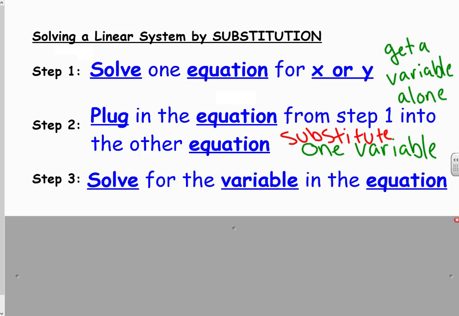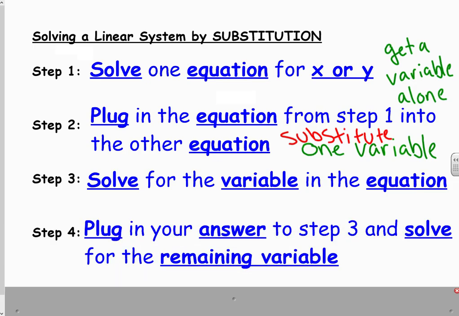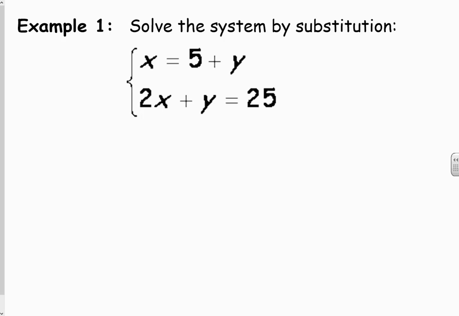Then we are solving for the variable in the equation, the only variable that's in the equation. Once you have it, plug your answer from step 3 into the original equation and solve for the remaining variable. All of our answers are going to be ordered pairs, just like it was yesterday, where we have an x and a y coordinate value. We're going to take a look at example 1 first.